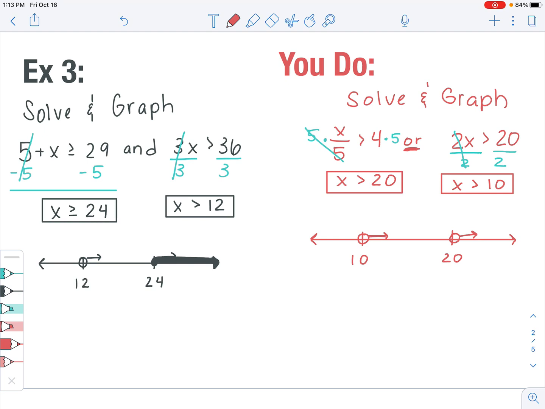when I shade this, I can shade everything to the right of 10. And notice I go right over my open circle because I can shade everything to the right of 10, even though 20 isn't included in x is greater than 20. It is included in x is greater than 10, so I can shade both of those. I can shade right over that open circle. I can shade everything to the right because it just has to be bigger than 10 in order to make one of them true. So all of those are my possible answers.